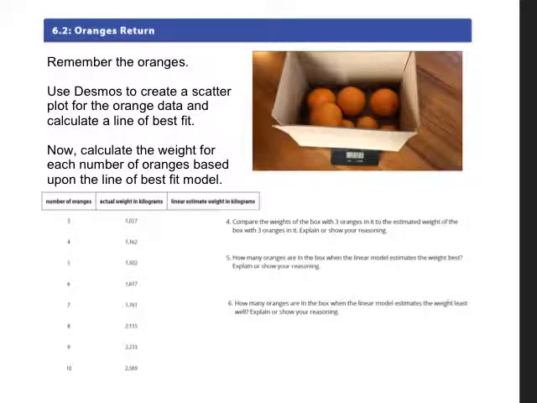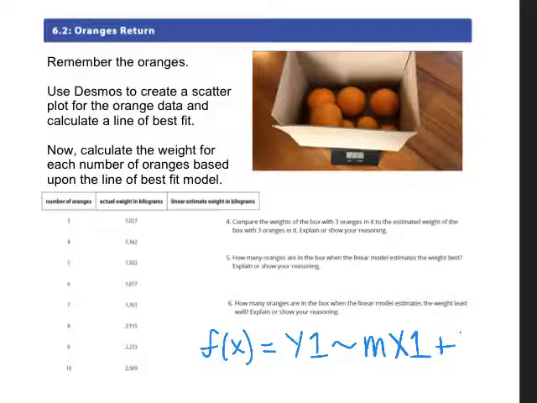If you recall, you need to use the plus button in Desmos and then type in the f of x key, which is your function key, and type in y1. It will make that a subscript 1. Then the tilde mark, because it's going to calculate the regression line, mx1 plus b. If you type that in and enter, it will give you a line of best fit. That is your model. So that's your estimate weight.